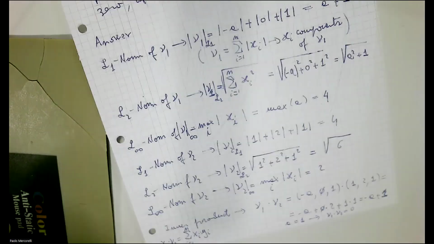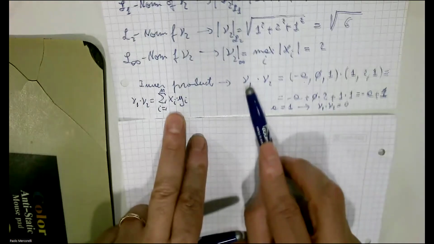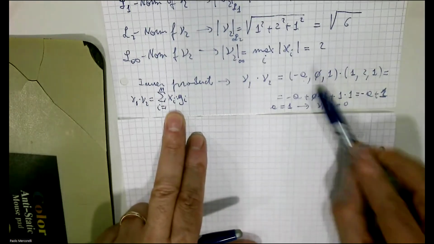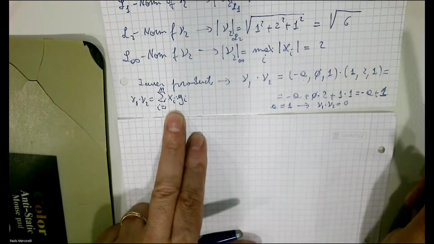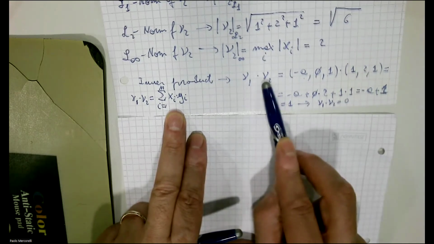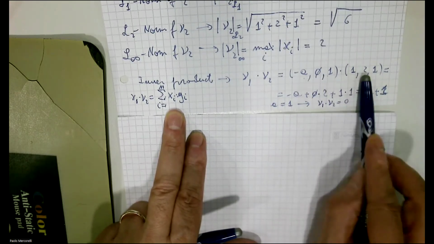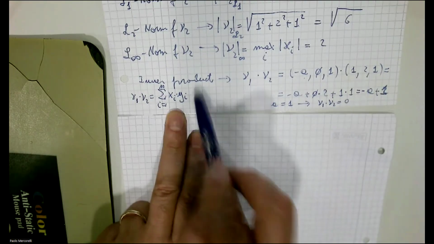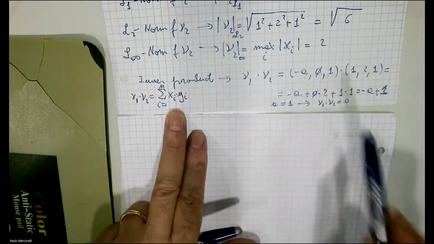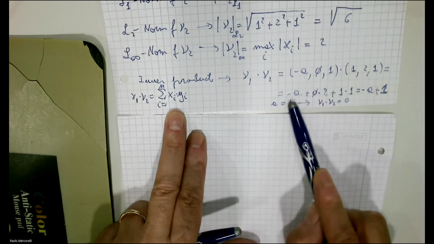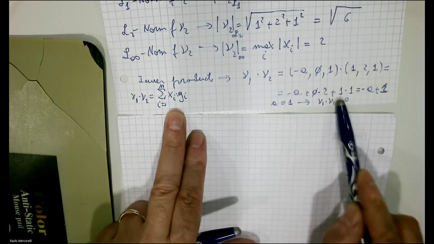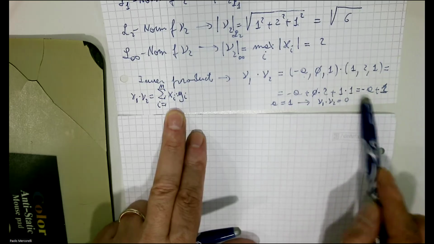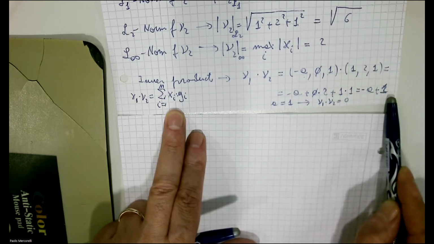Okay, probably we didn't finish. The inner product between V1 and V2: V1 dot V2. I copied the definition of V1 and V2; you can find this definition in the memorandum. This means this multiplied by this is minus A, 0 multiplied by 2 is 0, 1 multiplied by 1 is 1. This means the inner product is minus 1 minus A plus 1.